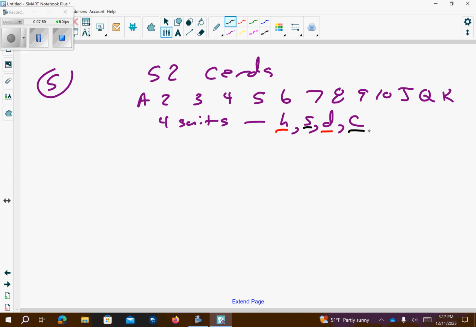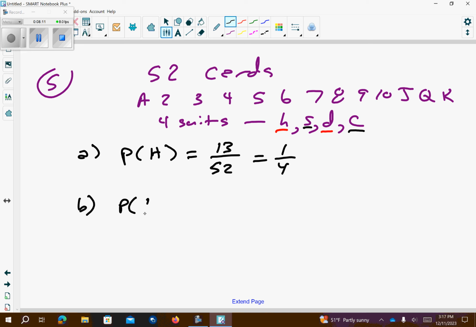All right, so letter A, what's the probability of getting a heart? Well, 13 out of 52 are hearts, so that reduces to 1 out of 4. B, probability of getting a heart or a diamond. Okay, so there's 26 of those cards out of 52, so that's 1 out of 2.